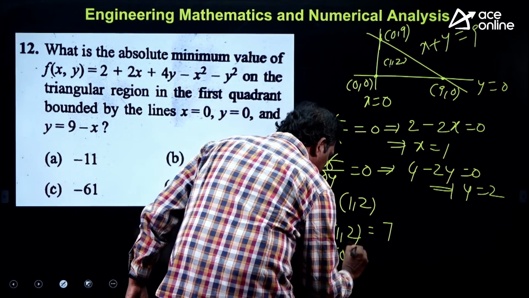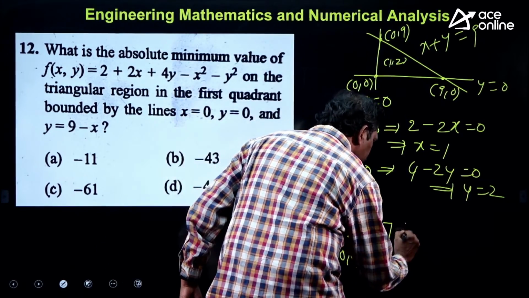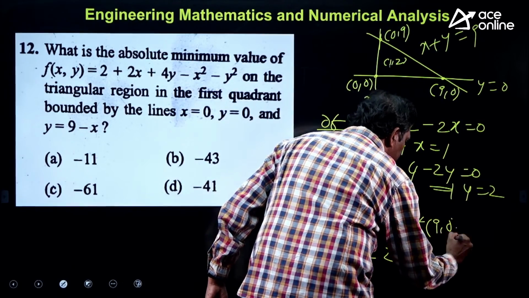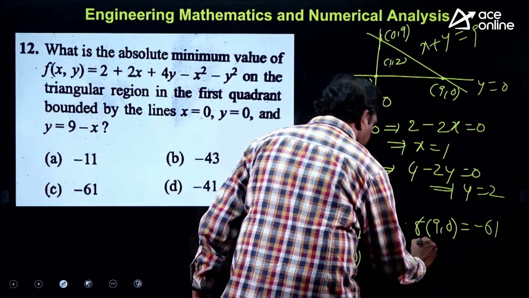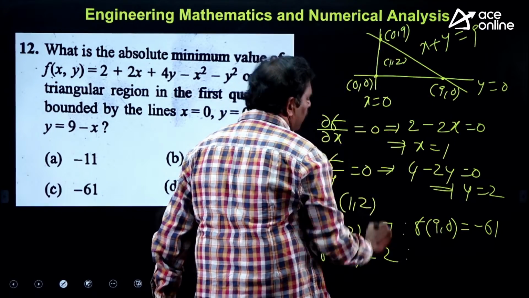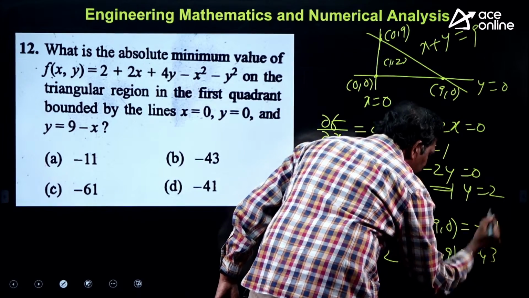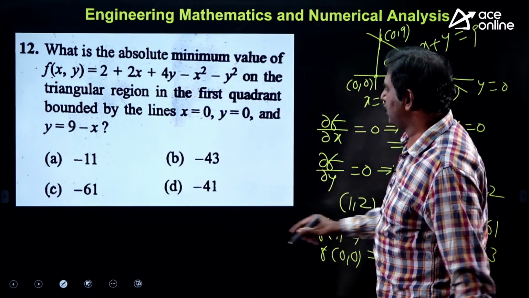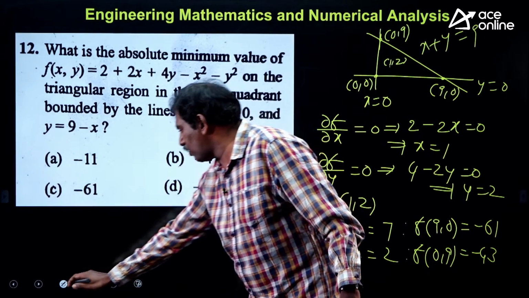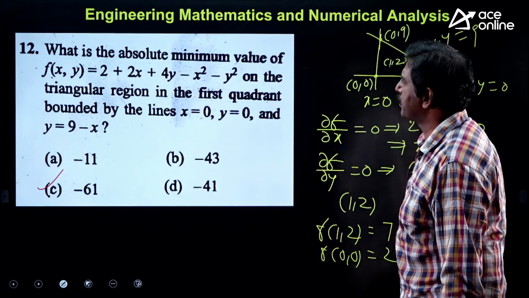Now coming to the corner points. What is f(0, 0)? 2. Next, f(9, 0) is minus 61. And the other corner point f(0, 9) is minus 43. So which is the minimum among all these? Minus 61 is the minimum among all these. So option C is correct, right?